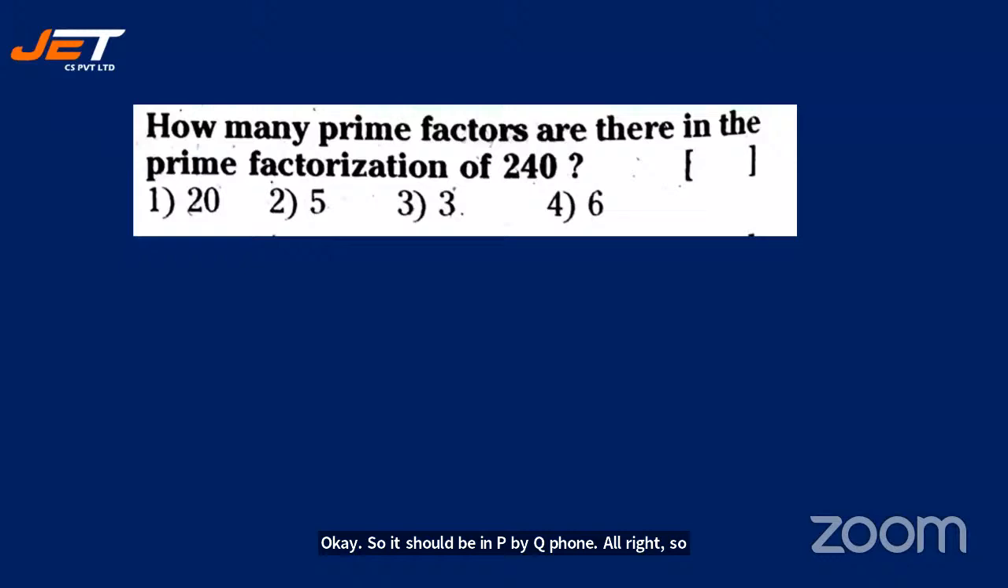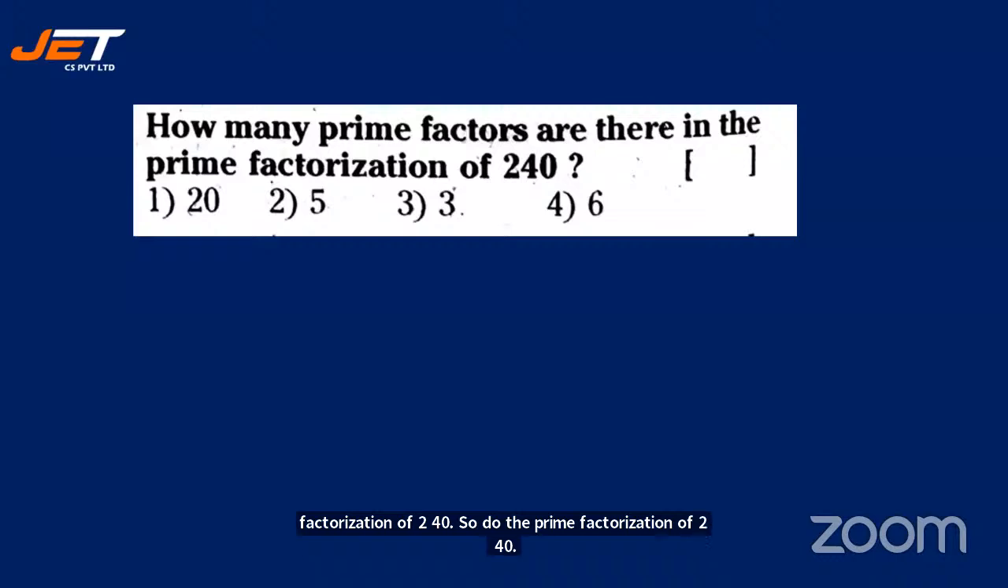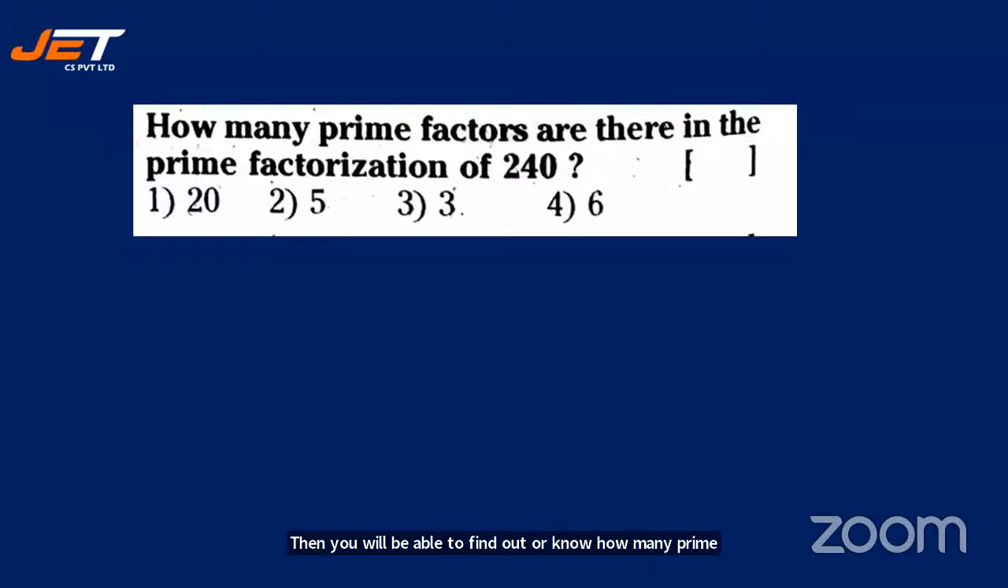How many prime factors are there in the prime factorization of 240? So do the prime factorization of 240, then you will be able to find out how many prime factors are there. Quickly do it and give me the answer, whether it is 20, 5, 3, or 6. All right, let's see how many are giving me the answers. Please don't give your answers bluntly. Work it out and then give your answers. That is the correct method of doing the sums.